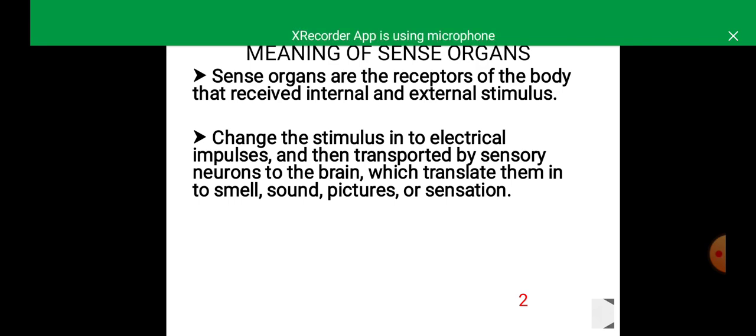So in a nutshell, sense organs are specialized parts of our body that receive various signals either from the external environment or from the internal environment. So they make us aware of various changes in and out of our environment. When we say external environment, we mean the surrounding where we live. When we say internal environment, we mean within our body. So many signals come from our body.